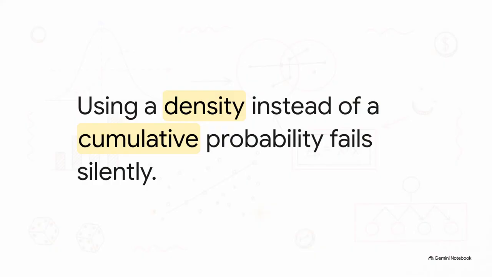Look, reaching for a density function when your question actually demands a cumulative probability is, hands down, the easiest way to fail silently. The numbers will often look just plausible enough to go entirely unnoticed, so before you execute your next function, you have to stop and ask yourself, are you actually answering the question, or are you just failing silently?